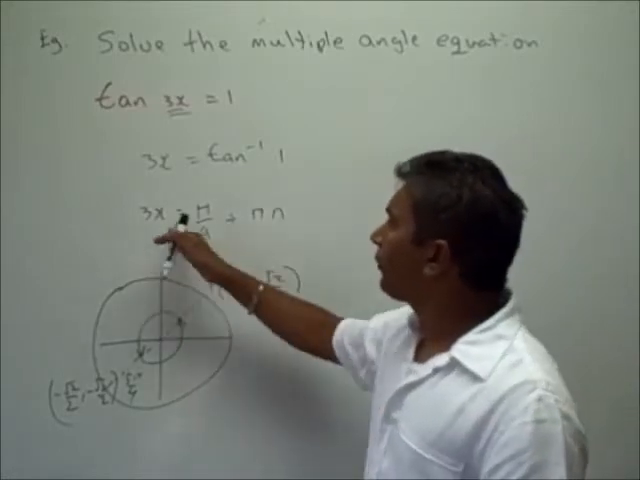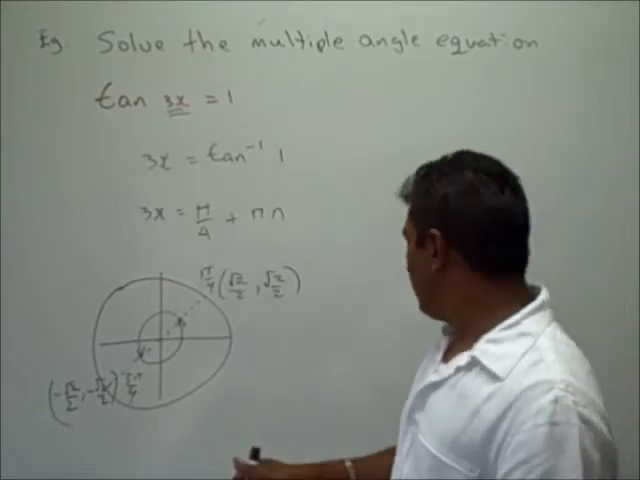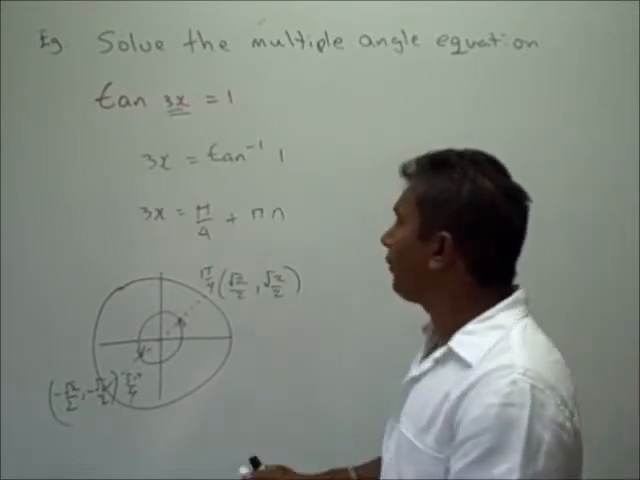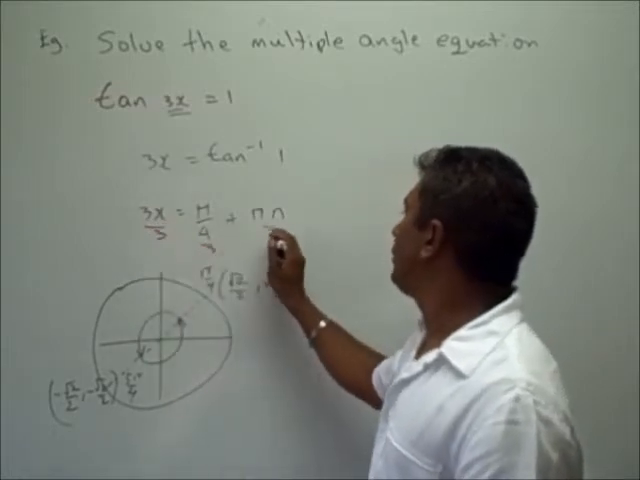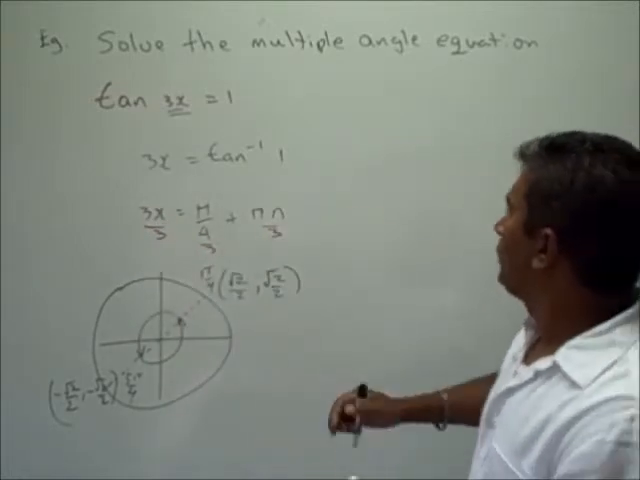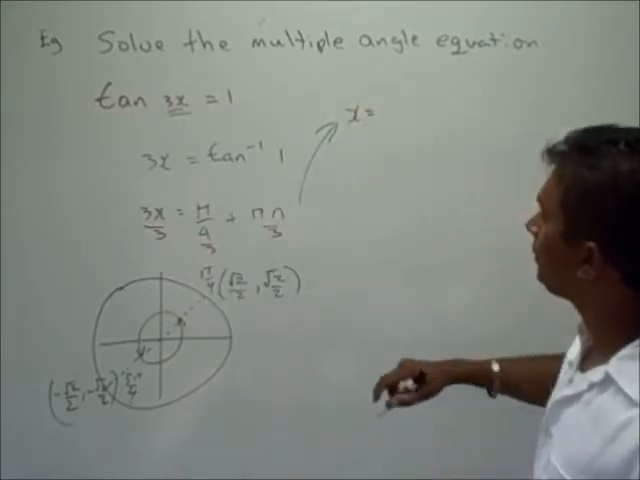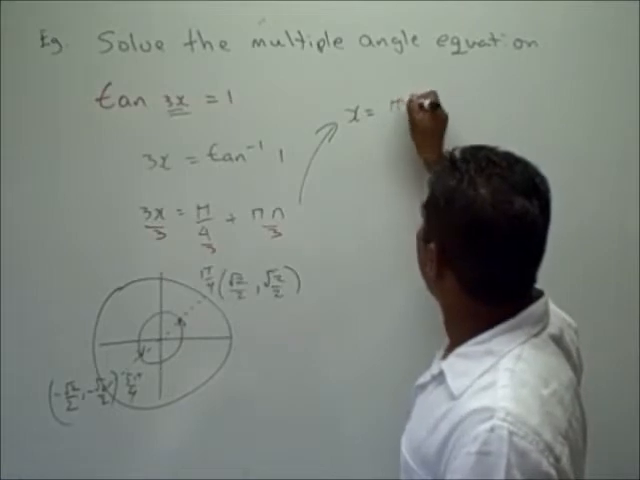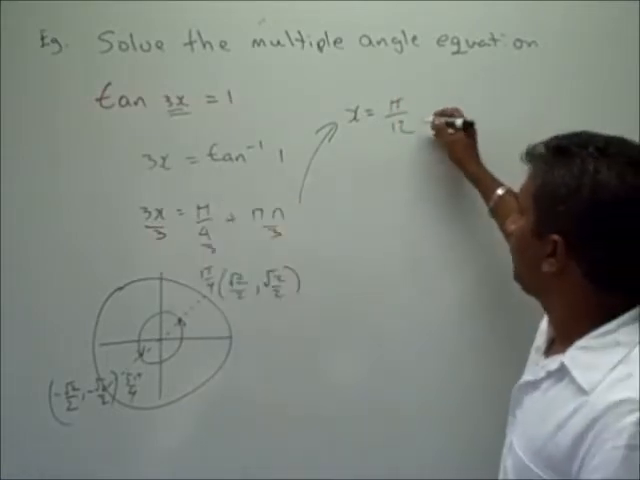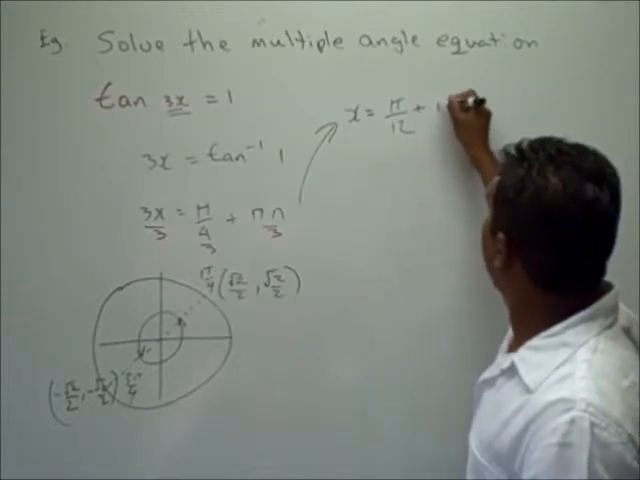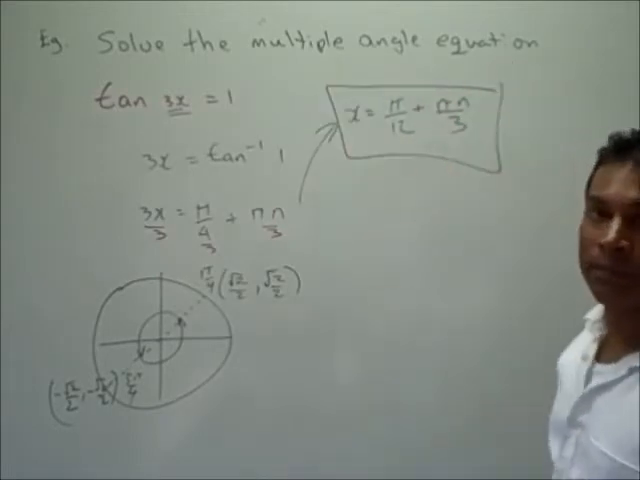So here we have 3x. We're still trying to solve for x. So to solve for x, we need to divide everything by 3. So if we divide this by 3, divide this by 3, and divide this by 3, this gives us x is equal to pi over 12, since we multiply by the reciprocal of 3, plus pi n over 3. And here's our solution.